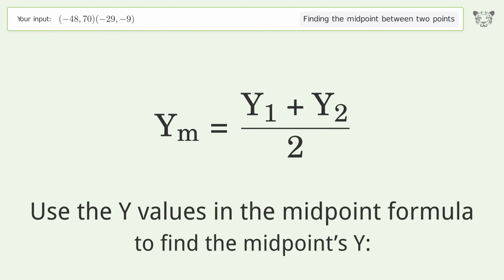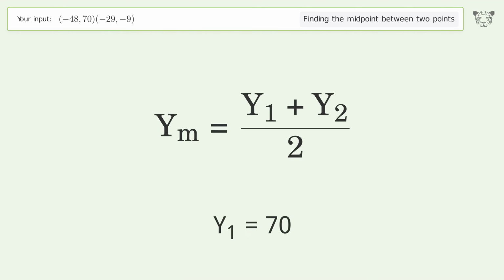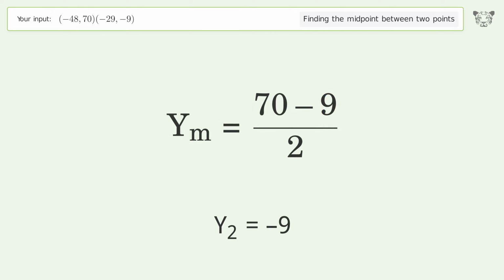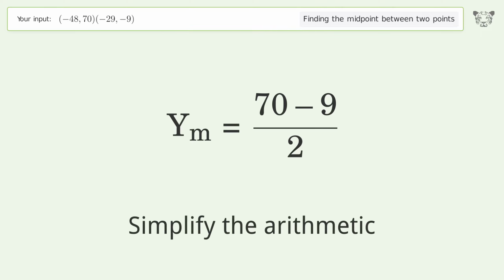Use the y values in the midpoint formula to find the midpoints y. y1 equals 70. y2 equals negative 9. Simplify the arithmetic.